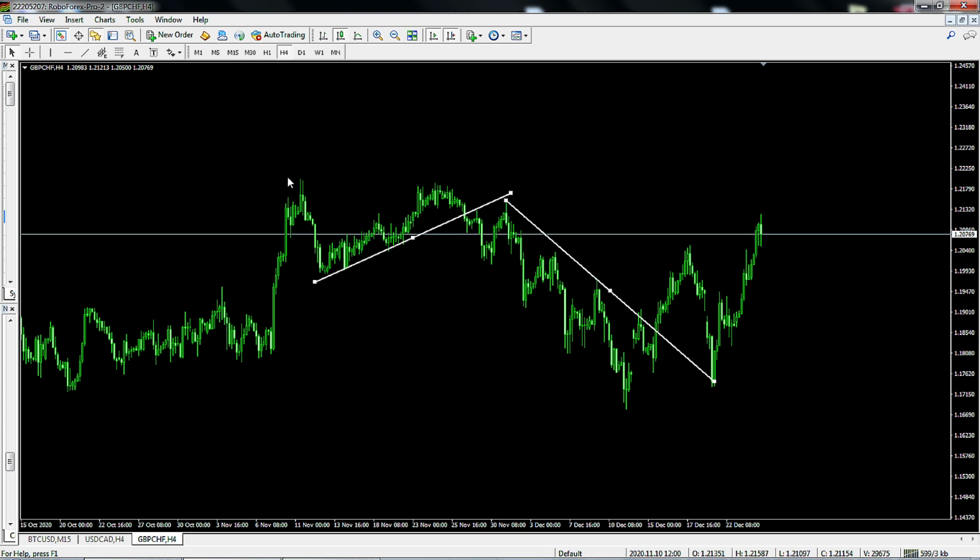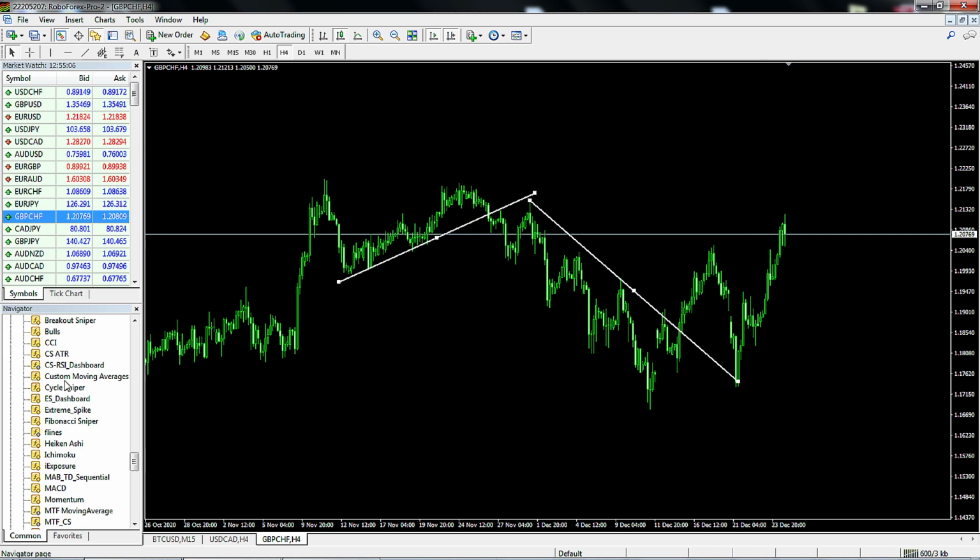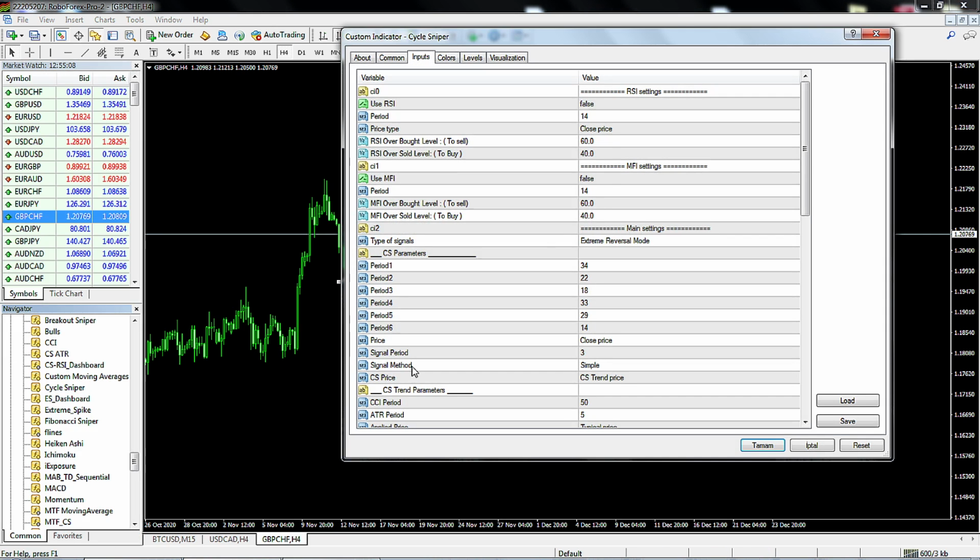For breakouts, I have published Breakout Snipper, and we use Pattern Trader. For reversals, we have Cycle Snipper. For the Fibonacci retracement levels, we have Fibonacci Snipper plus RSI ZigZag. Now in this video, we're going to check how to use RSI ZigZag and Cycle Snipper.